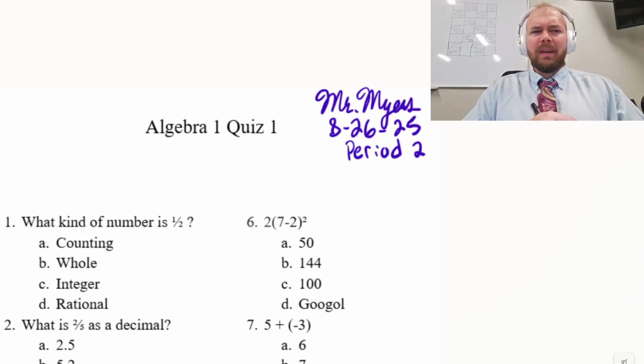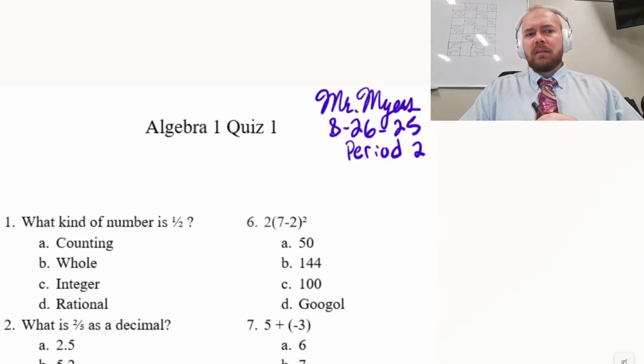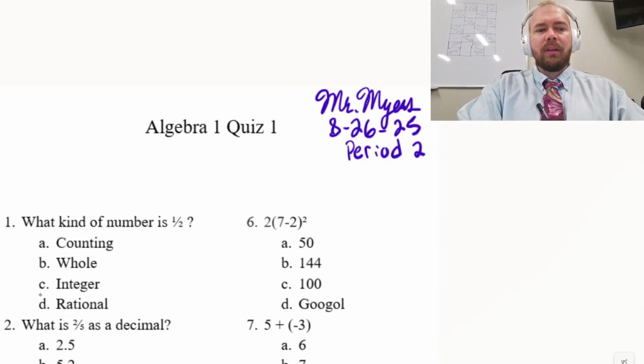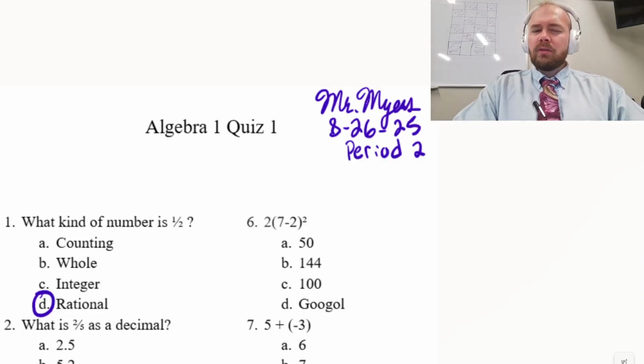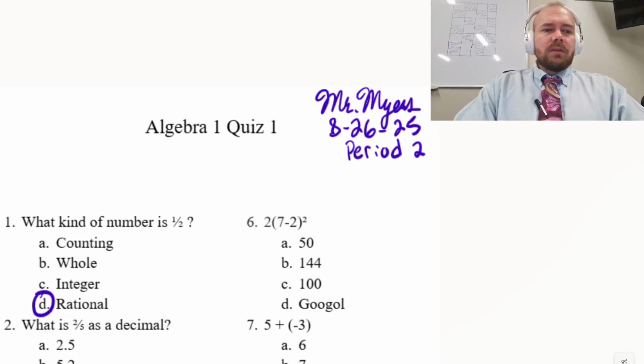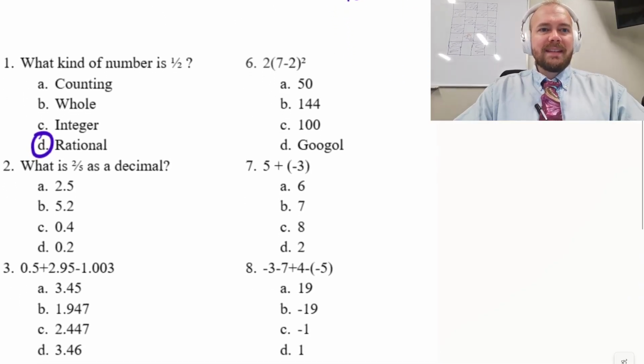This is a quiz for Algebra 1 that we're going to run through here, and we're going to start with number 1. What kind of number is 1/2? 1/2 is a rational number because a counting number would be 1, 2, 3, 4, 5, etc. Whole numbers, same thing, but starting at 0. Integers, all the positive and negative whole numbers. So it is none of those things. It's a rational number. It's a 1 over a 2. It's rational.